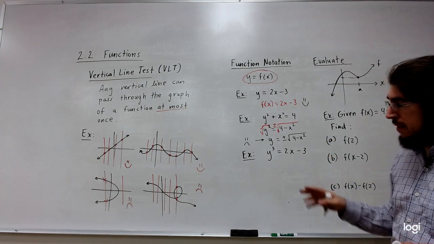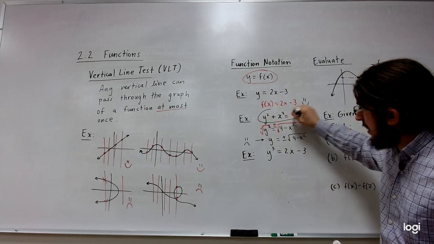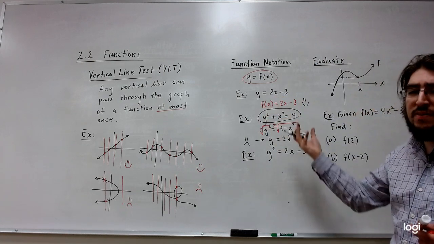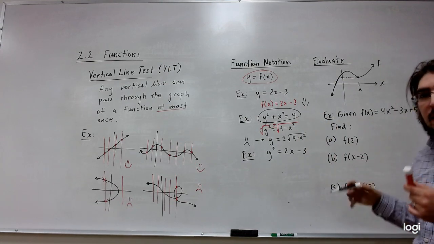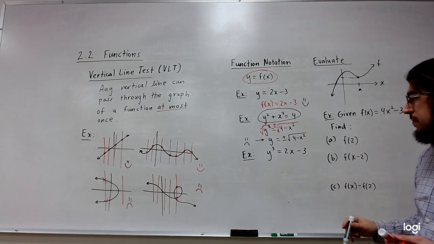Also, if you don't believe me, this graph right here, y squared plus x squared equals 4, is just the graph of a circle. It's the equation of a circle with radius 2. The exact same example we saw earlier, we already said that that wasn't a function. So this better not represent a function as well.